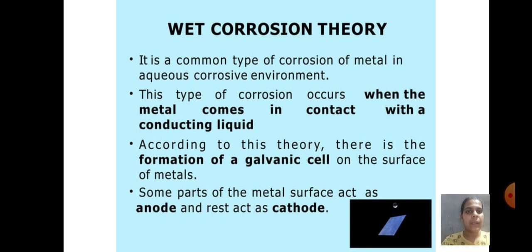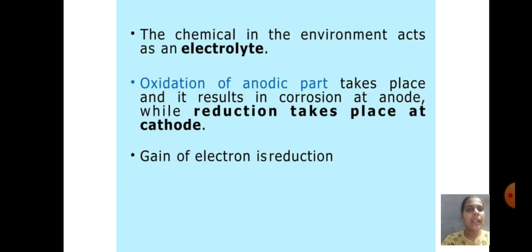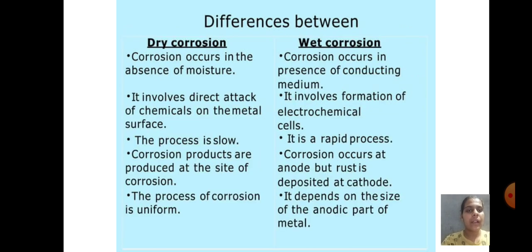Wet corrosion theory. It is a common type of corrosion of a metal in an aqueous corrosive environment. This type of corrosion occurs when the metal comes in contact with a conducting liquid. According to this theory, there is the formation of a galvanic cell on the surface of the metal. Some parts of the metal surface act as an anode and the rest act as a cathode. The chemical in the environment acts as an electrolyte. Oxidation of the anodic part takes place and it results in corrosion at the anode, while reduction takes place at the cathode. Gain of electron is reduction.